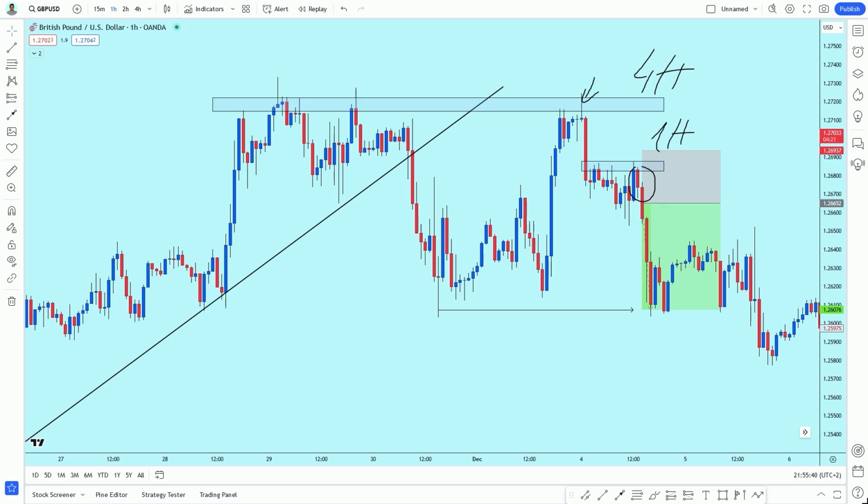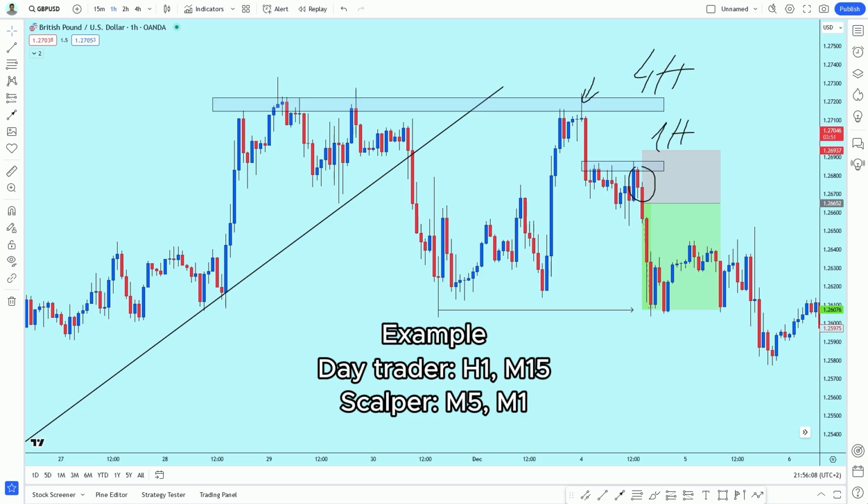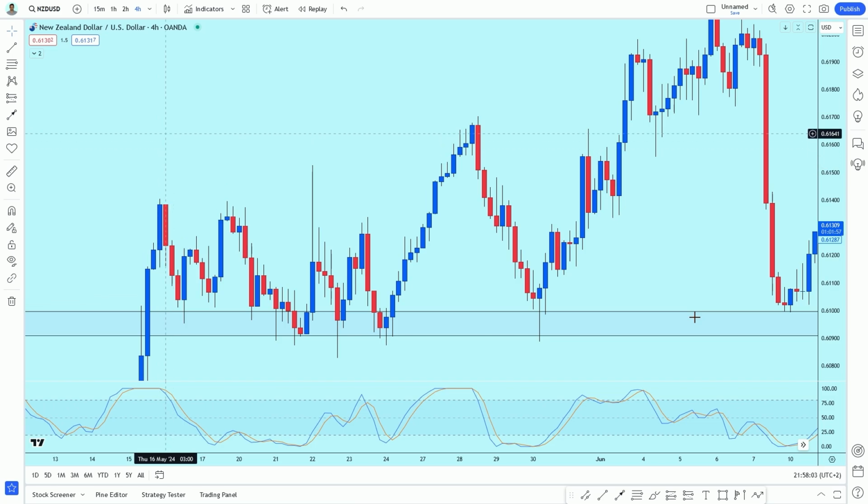Of course, these time frames depend on your trading style. For example, if you're a day trader, you can use lower time frames, for example 1 hour time frame and 15 minutes time frame to enter. If you're a scalper, you will need much lower time frames, like 5-minute time frame and 1-minute time frame. If you're a swing trader, you can use daily time frame to analyze major zones, and you can use 4 hour time frame to look for your entries. Now let's look at this New Zealand dollar US dollar 4 hour time frame.